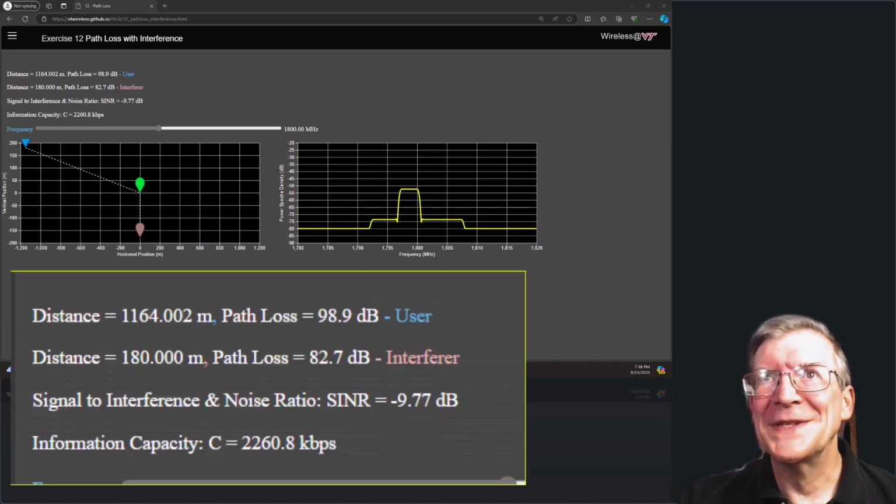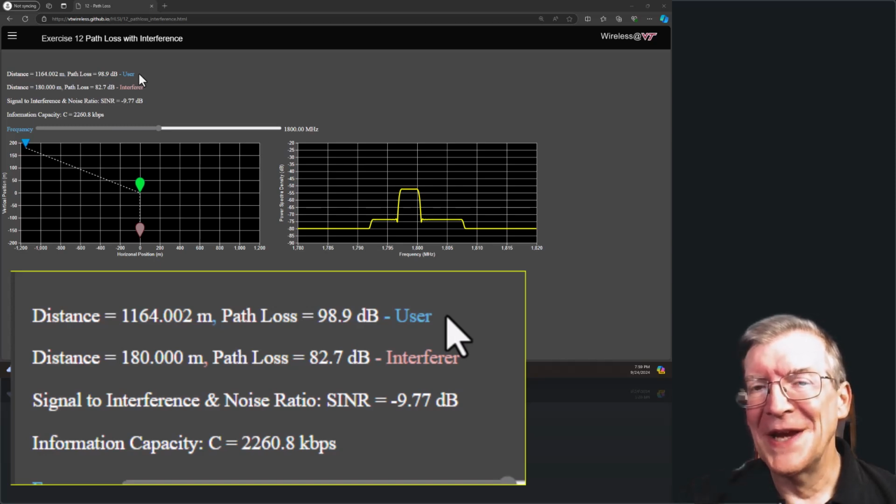In addition, we have some text at the upper left that indicates things like the distance from the receiver to each of the transmitters. We'll call one of the transmitters a user and consider that to be the desired transmitter. And then there's another transmitter that we'll call an interferer, and that distance is also listed at the upper left of the screen. And for each of those transmitters, the path loss, calculated using the Friis transmission equation for free space path loss, between that transmitter and the receiver is also shown in dB.